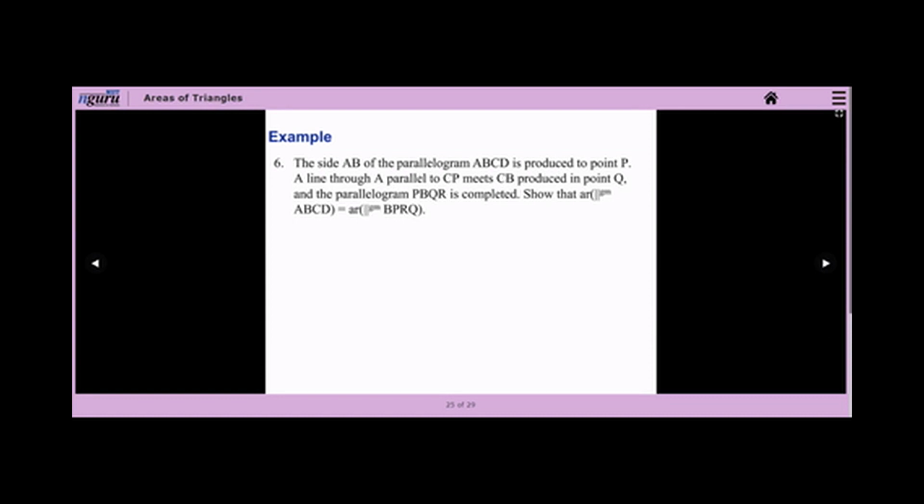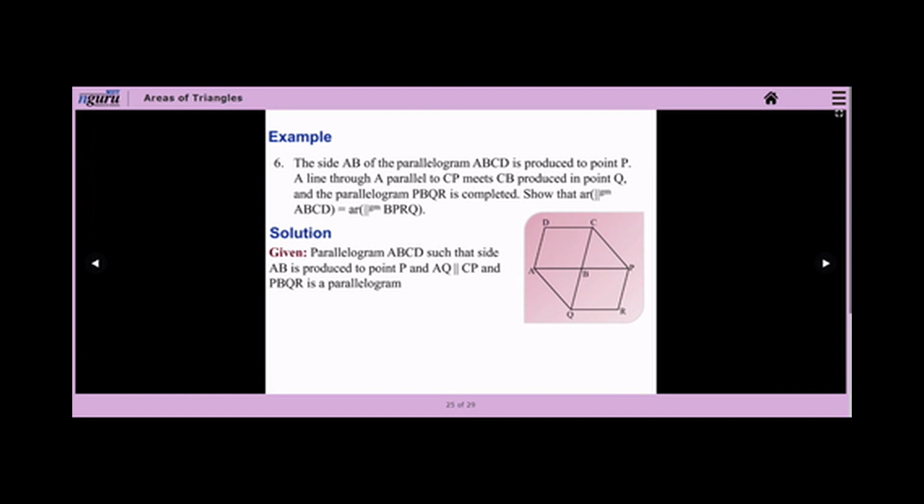Example 6. The side AB of the parallelogram ABCD is produced to point P. A line through A parallel to CP meets CB produced in point Q, and the parallelogram PBQR is completed. Show that the area of the parallelogram ABCD is equal to the area of the parallelogram BPRQ. The parallelogram ABCD is given in which the side AB is produced to point P and AQ is drawn parallel to CP so that PBQR is a parallelogram. We have to prove that the area of the parallelogram ABCD is equal to the area of the parallelogram BPRQ.